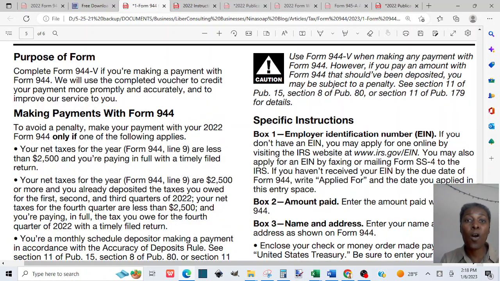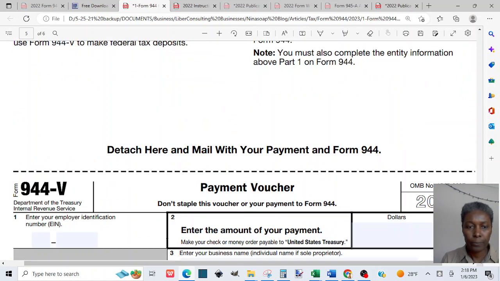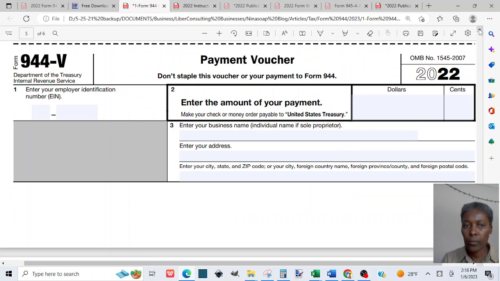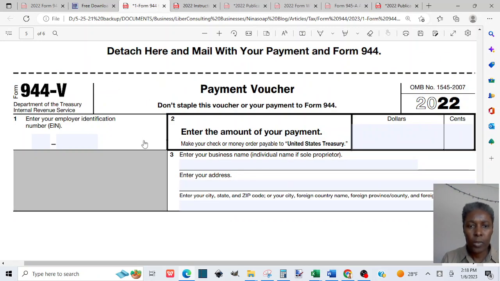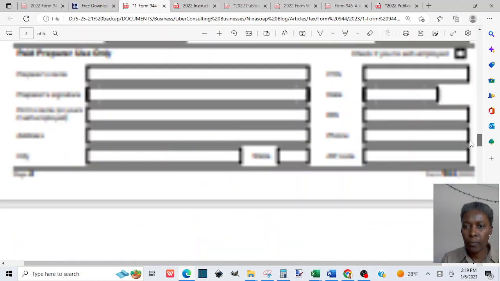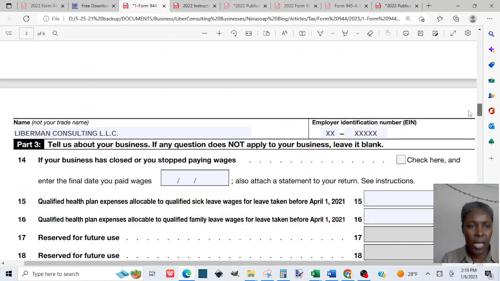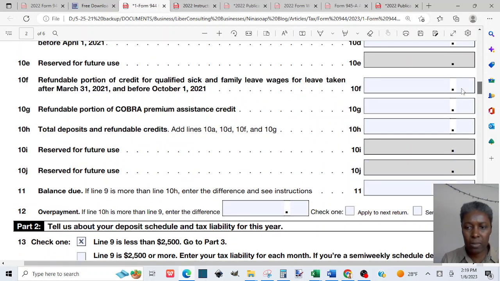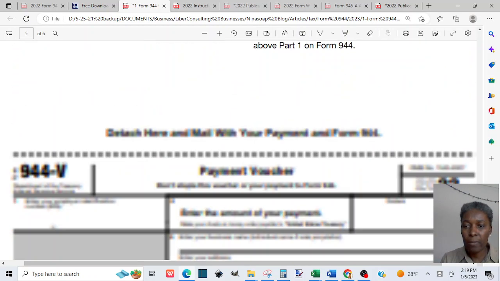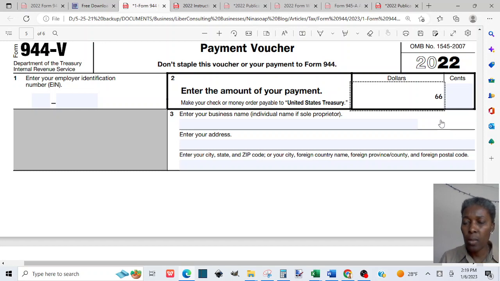So how do you complete Form 944V for 2022? You will put the dollar amount on line 11. That's the balance due. That's $66.28. We'll put that amount on the Form 944V because we want to make payment with the form.